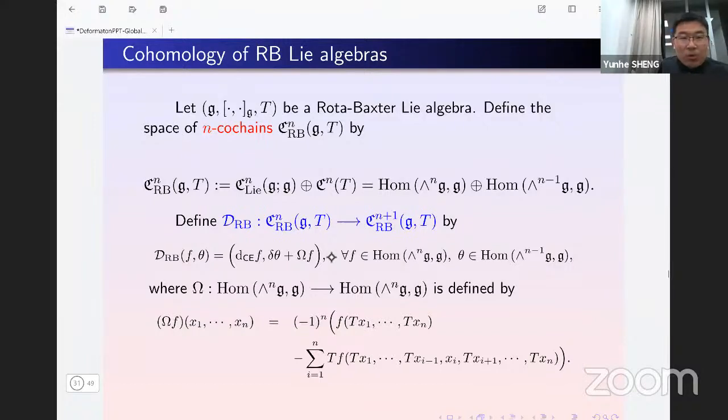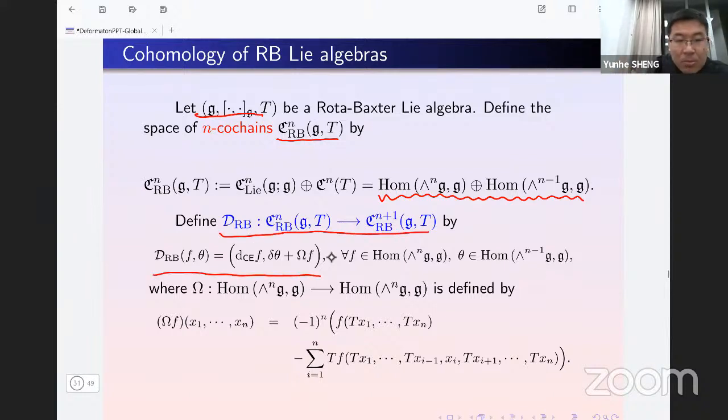Using this general framework, we can define the cohomology of Rota-Baxter Lie algebras. Let (g, T) be a Rota-Baxter Lie algebra, and we define the space of n cochains, which is denoted by Cn RB (g, T), by this formula. There are two components. And we define the coboundary operator d RB by this formula.